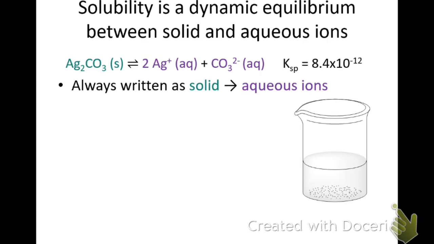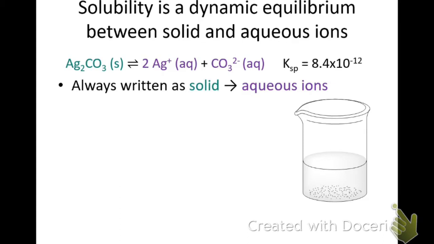So here, we're going to think of solubility as an example of dynamic equilibrium between solids and aqueous ions. When we write solubility chemical equations, we always write them in the order of solid becomes aqueous ions. And so that's just a convention that we all agreed to. So here we have silver carbonate as a solid becomes 2 silver ions and a carbonate ion.